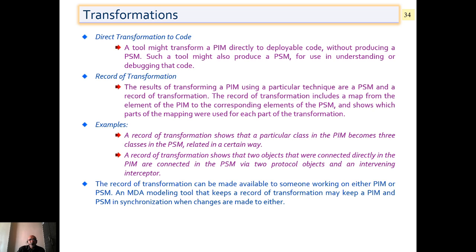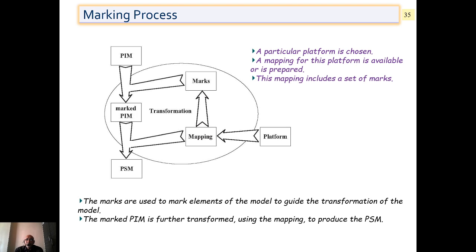Direct transformation to code, which is dangerous. Record of transformation, which is a good indication that you can preserve the record of what transformation happened, so that the next time, if the thing is useful, you can do it. Now, how to mark? Okay, just see to it.